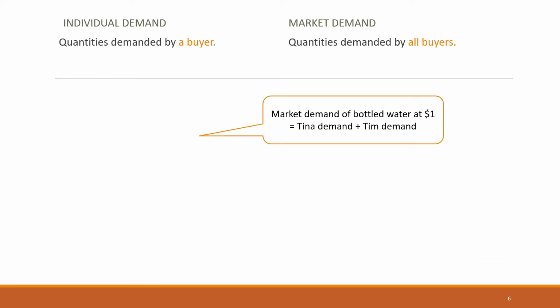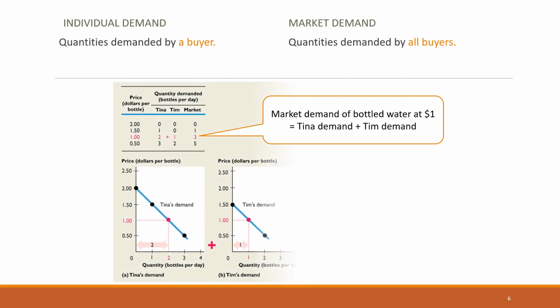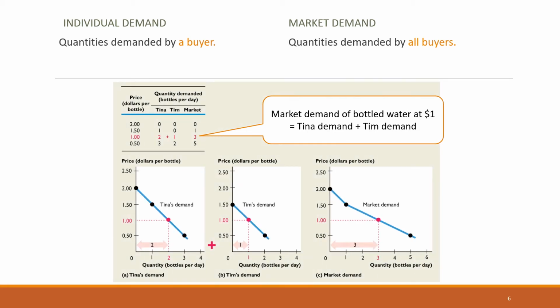Market demand is total quantities demanded by all buyers. By referring to the attached diagram as example, if Tina and Tim are the only two buyers of bottled water, then market demand of bottled water at $1 is sum of Tina demand and Tim demand, which is 2 plus 1 equal to 3.